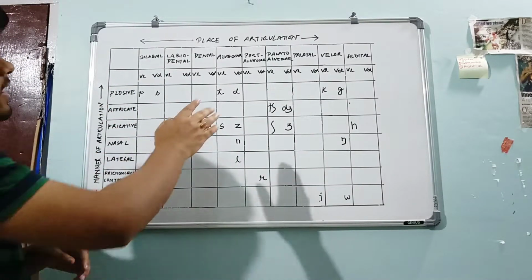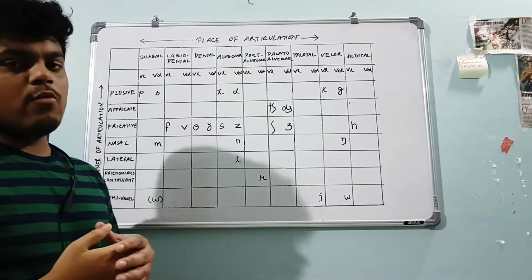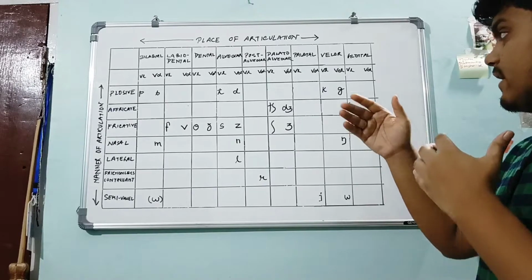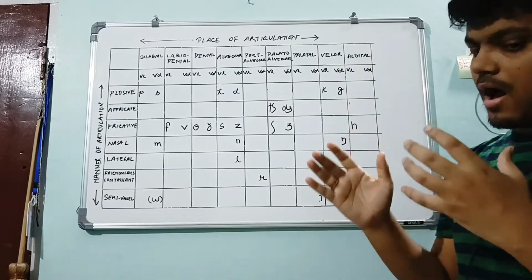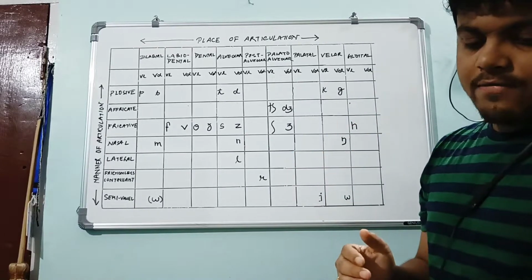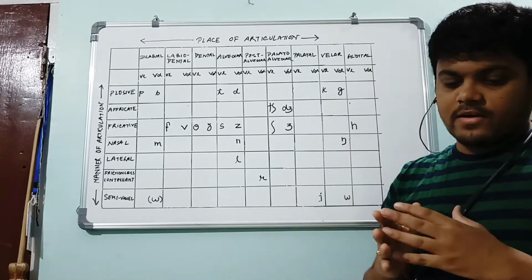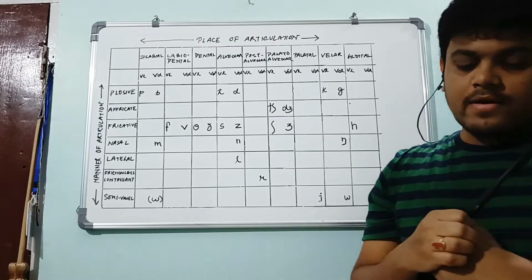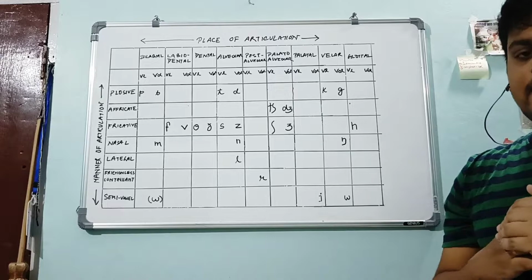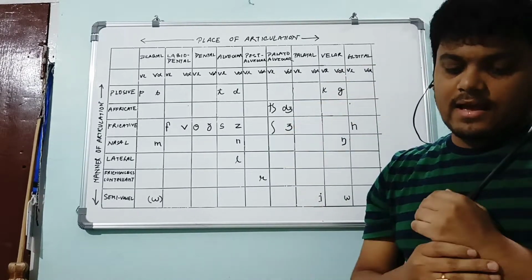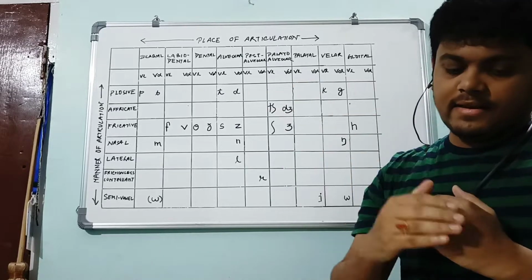Then if you can see here, these are the alveolar sounds. So what are these alveolar sounds? Alveolar is a place in our mouth. It is called the alveolar ridge. The alveolar place of articulation is basically produced with the help of the blade of the tongue and the alveolar ridge. It is just beside the teeth. The ridge is just beside the teeth.